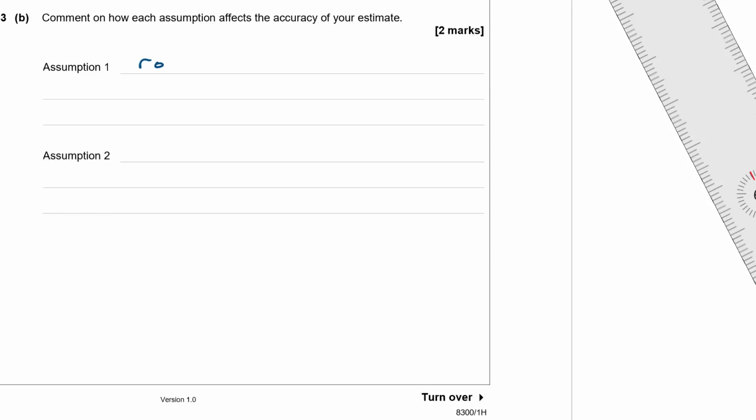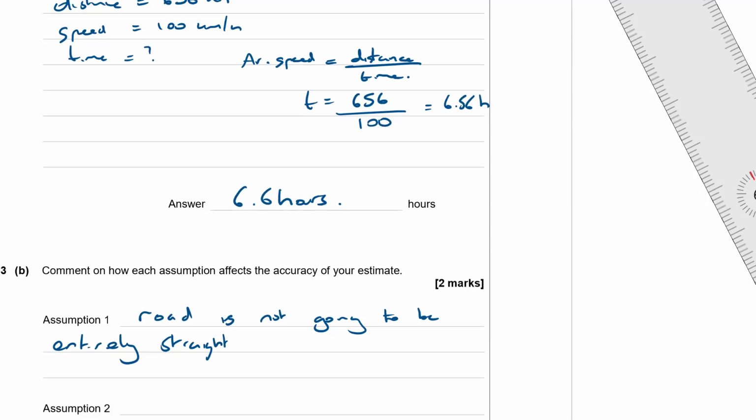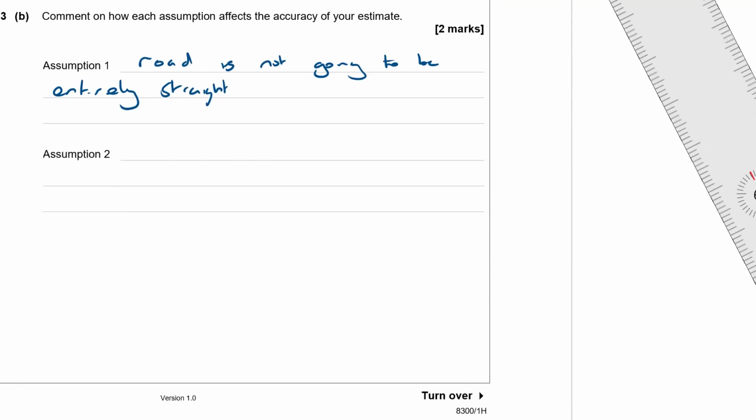So the road is not going to be entirely straight. So actually it's going to be longer than that distance. So if the distance is bigger, then our time would be longer, which means our estimate is low. So estimate is low.